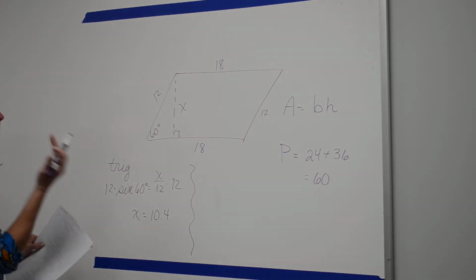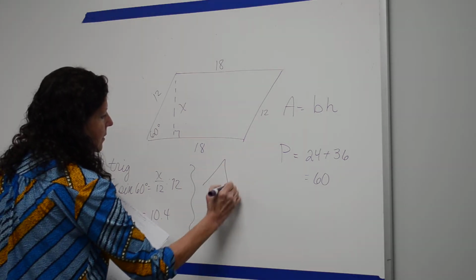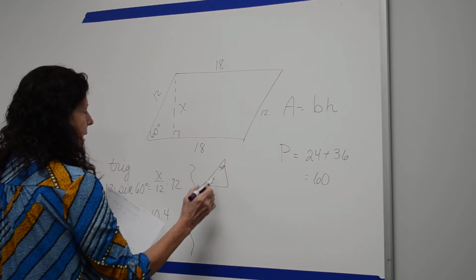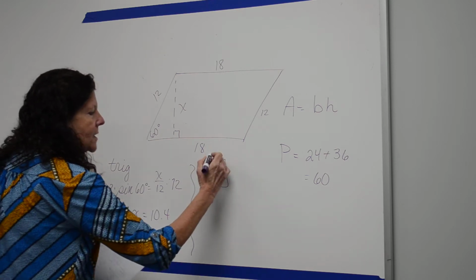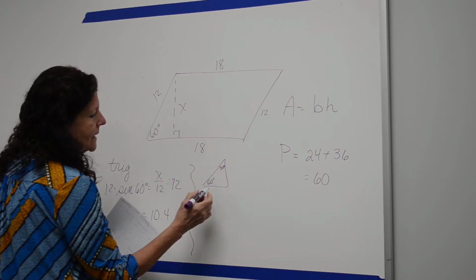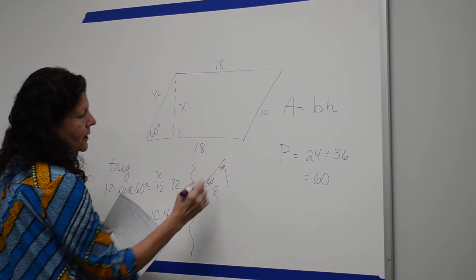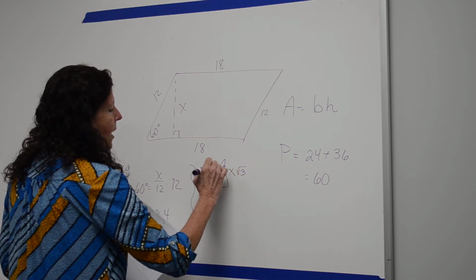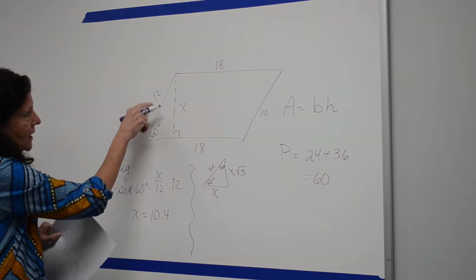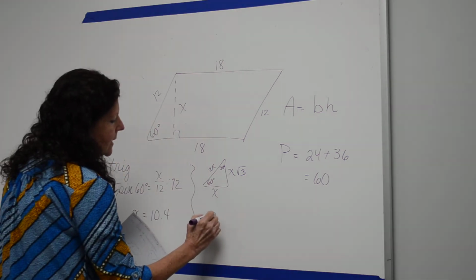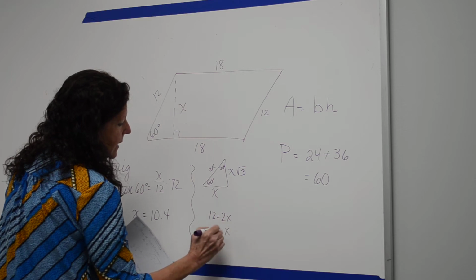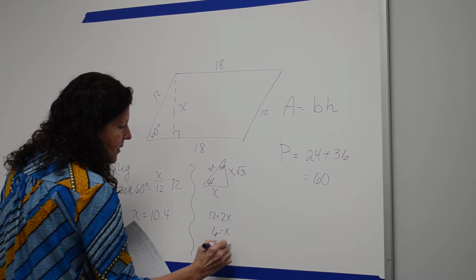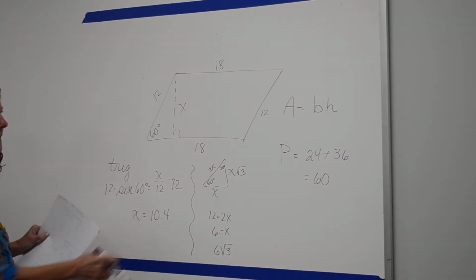Or I could use special case triangles. I know the hypotenuse, and remember on special case triangles on a 30, 60, 90, the side opposite 30 is x, the side opposite 60 is x square root of 3, and the hypotenuse is 2x. So in this particular situation, 12 is equal to 2x, x is equal to 6. So this height right here would be 6 square root of 3, which is the same as 10.4.